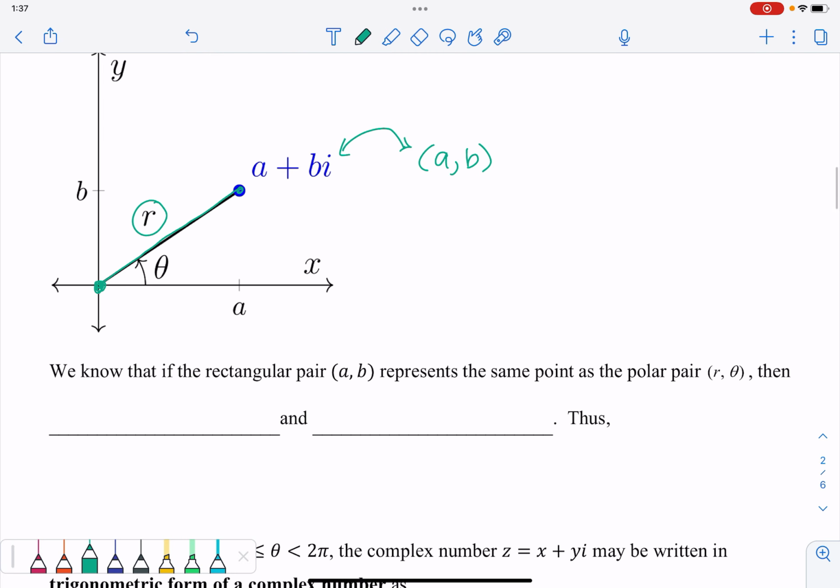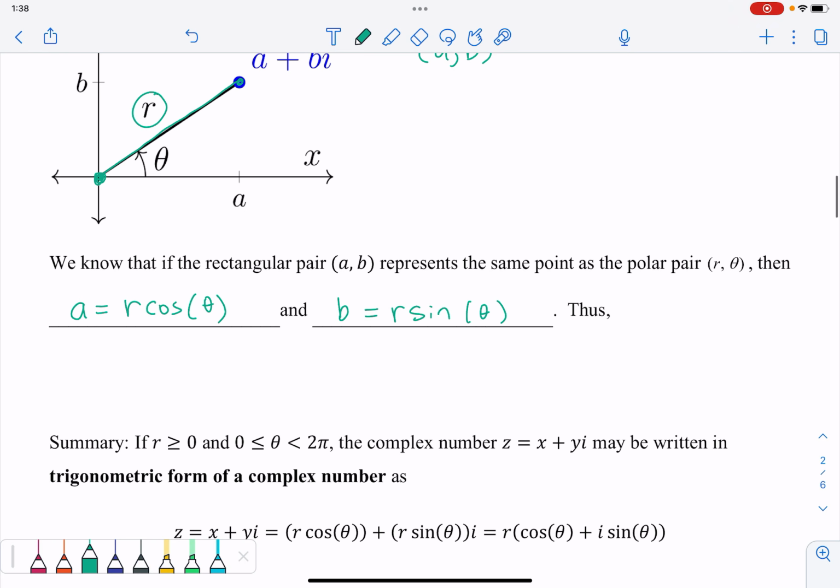We know that if the rectangular pair (a, b) represents the same point as the polar pair (r, theta), then we have a relationship. a is that x value, so a equals r cosine theta. And since b is representing that y value, the vertical value, b equals r sine theta. So if I have some complex number z equals a plus bi, then a can be replaced by r cosine theta, and b can be replaced with r sine theta.